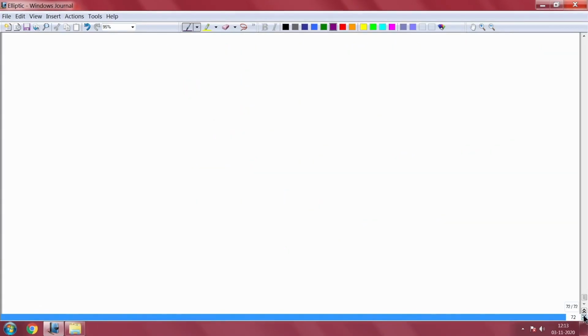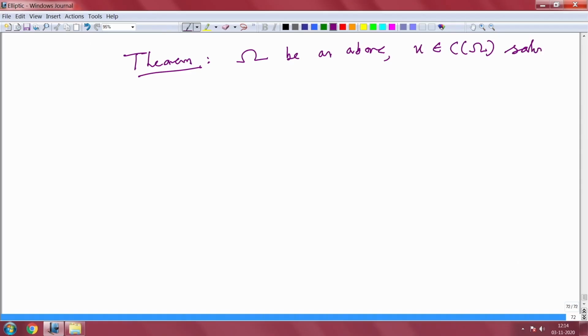Now, with that we have our final result, which I do not prove, but you can quickly see that one. Okay. So, you have your final theorem. Omega as above, and u belongs to C omega. Now, u satisfies the mean value property, that means harmonicity in it. Okay. Mean value property.